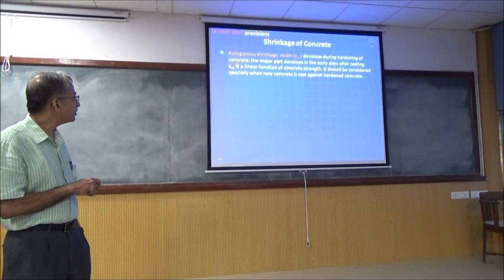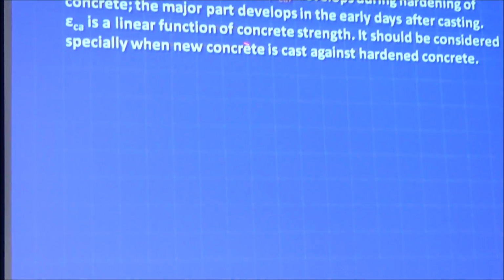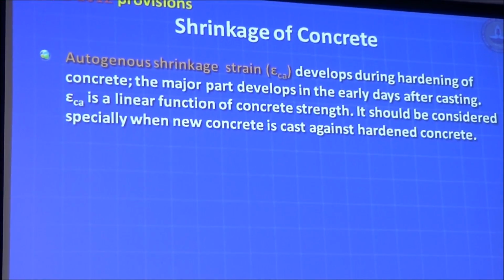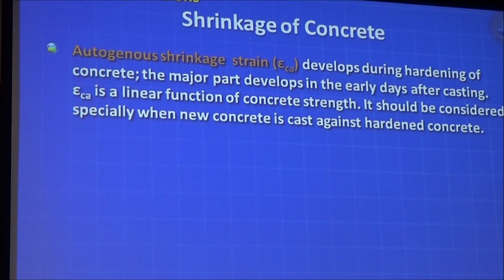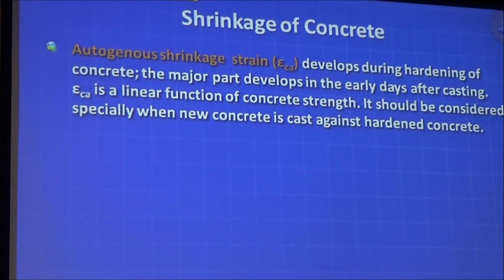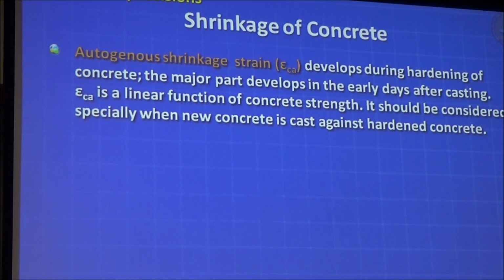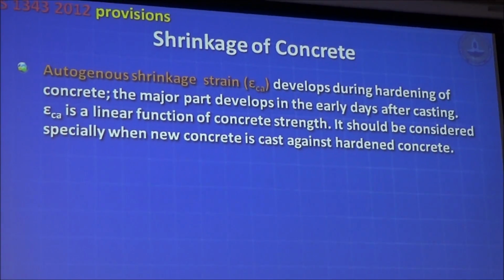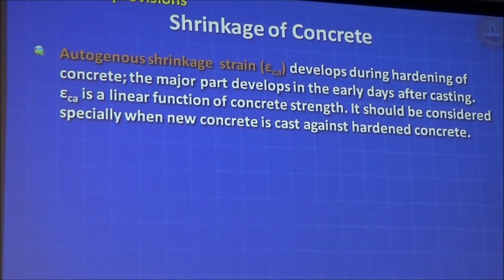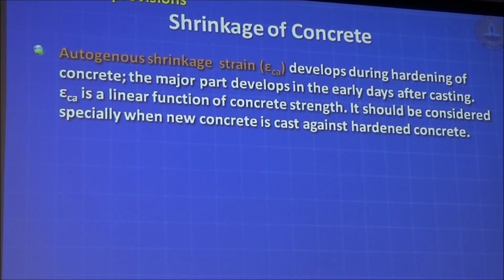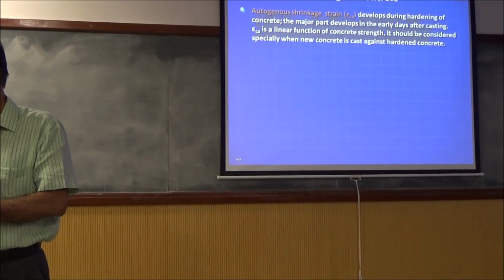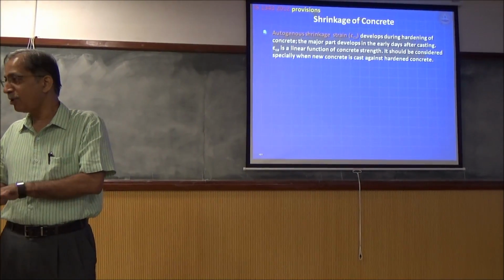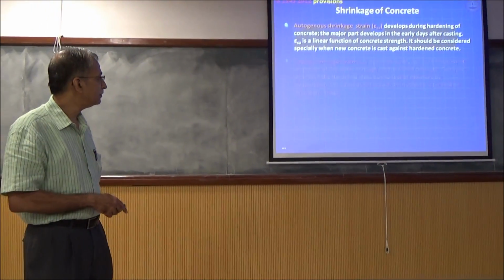Epsilon CA, that is autogenous shrinkage strain, is a linear function of concrete strength. So it depends on concrete strength, and this is based on empirical understanding. The higher the concrete strength, the more the shrinkage. Why? Because you have more cement paste, greedy for more water. It should be considered especially when new concrete is cast against hardened, old concrete, because old concrete doesn't need this, new concrete needs it. So you have to do this.